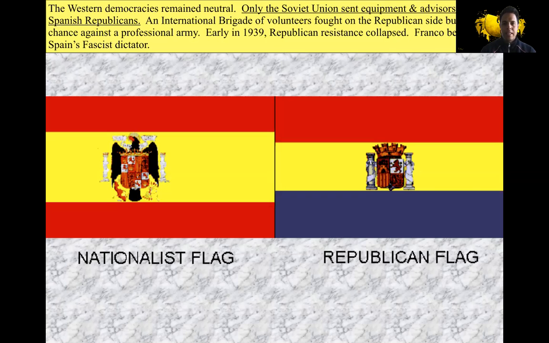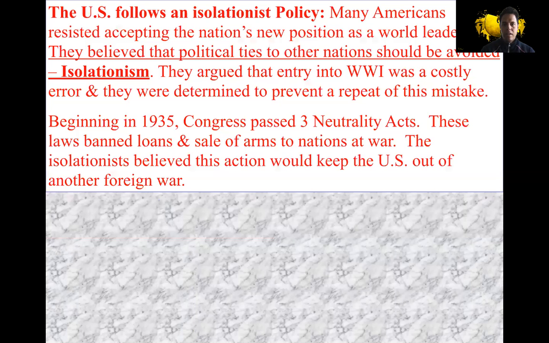Now, we see this as the dry run for World War II because it was the first time that both Italian and especially new German military technology would be put onto the battlefield to devastating effects. People would be bombed. It would be terrible.